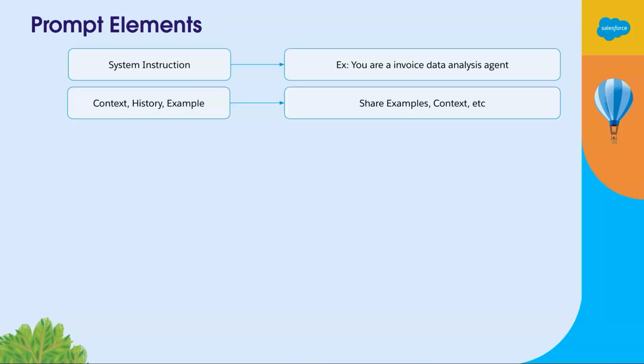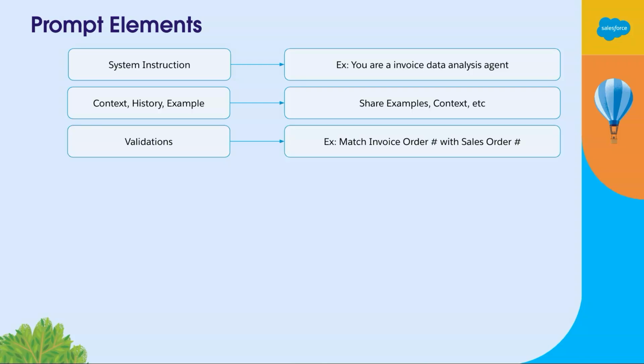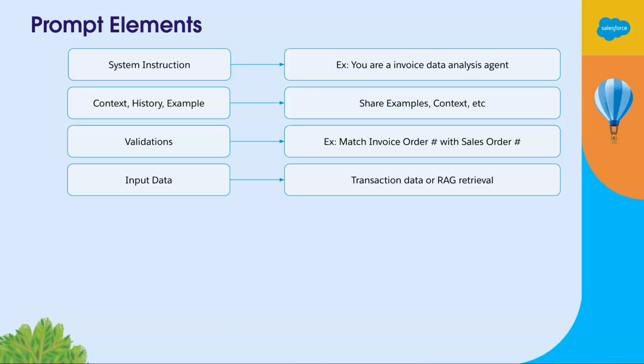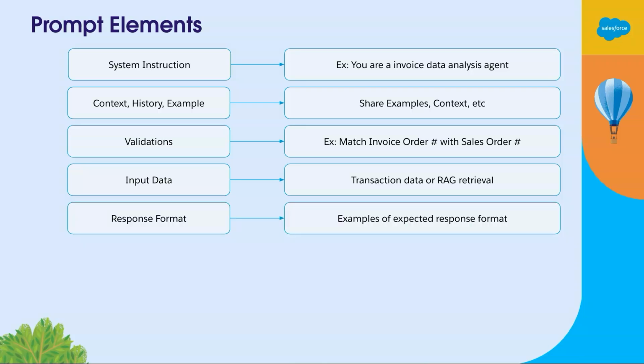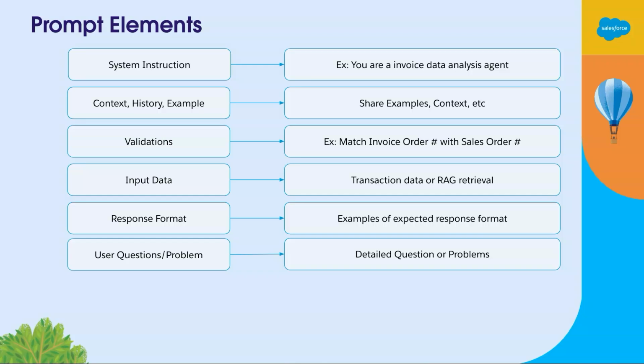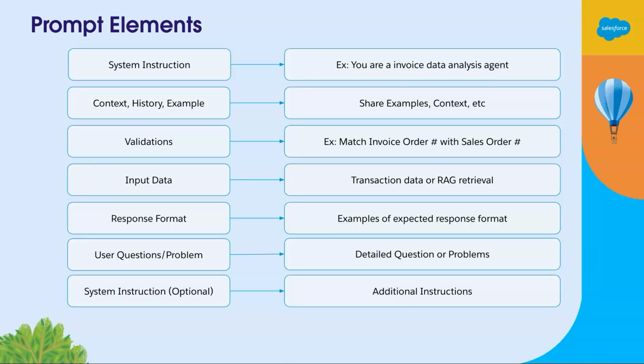Those are, you could have a system instruction, where you can tell the model what you want, I mean in your prompt, what you're trying to do. And then you can provide some examples, then you could have some validations, and then you could inject your transaction data, and then you could tell what response format you want, and then any user questions or prompts, then again, you can have an optional system prompt.